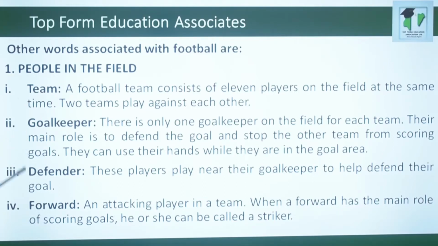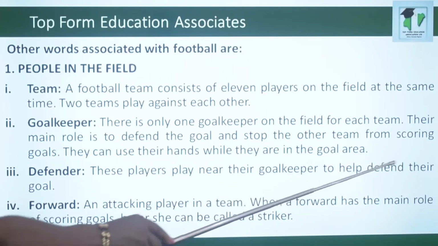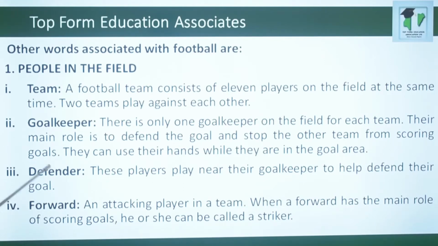3. Defender. These players play near their goalkeeper to help defend their goal. As the defenders, they will be around their goalkeeper to defend their goal. 4. Forward. An attacking player in a team, that's the person that is playing forward. When a forward has the main role of scoring goals, he or she can be called a striker. So you can see that the forward is also called a striker when he has the main role of scoring goals.